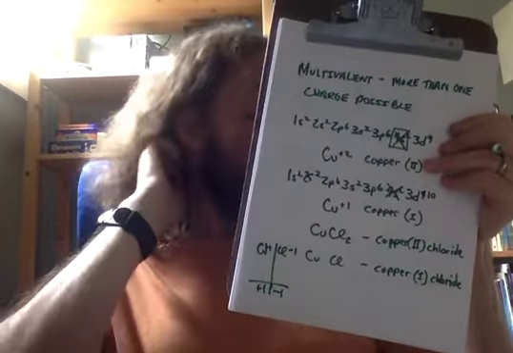Okay, so I know what you're saying. You said you were going to talk about zinc, and you spent the entire time talking about copper. But we needed to understand what multivalent was, so we can see why zinc is not multivalent.